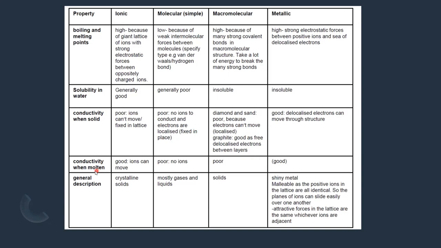Conductivity in the molten state: ionic compounds can conduct. Molecular substances cannot, macromolecular substances cannot except graphite and graphene, and metallic is good. The general description means how we explain the idea. Ionic compounds are generally crystalline solids with a regular arrangement of ions. Simple molecular substances are mostly gases and liquids, macromolecular ones are all solid, and metals are shiny and malleable. The layers can slide over each other without breaking.